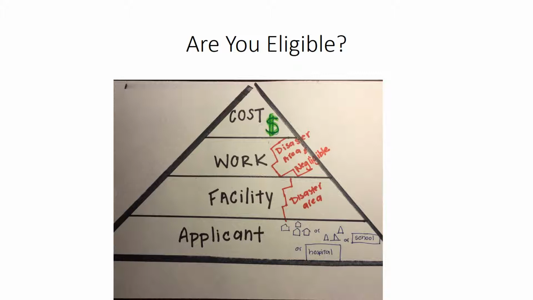Also, work is broken down into emergency and permanent work. Emergency work would be work such as removing debris off of a highway. Permanent work would be a little more extensive, such as repairing a bridge. Cost: are the costs reasonable and true? And are you duplicating benefits? Because you certainly can't do that.